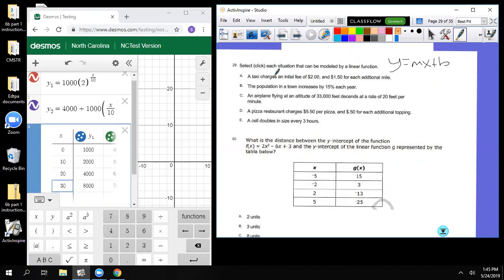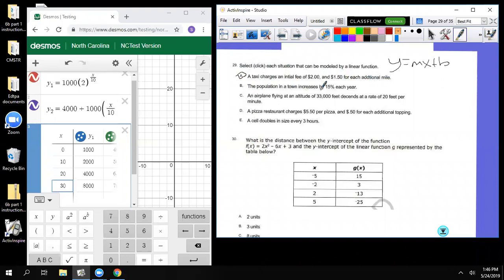All right, so a taxi charges an initial fee of $2 and $1.50 per each additional mile. So what is the B value? Well, that's 2, and the additional mile is 1.50x. So would this be linear? Yes, it would be.